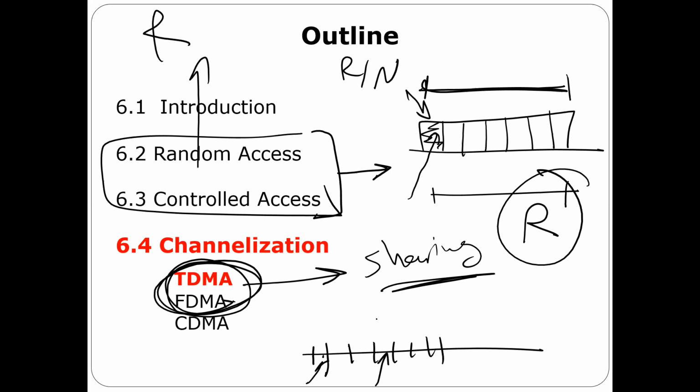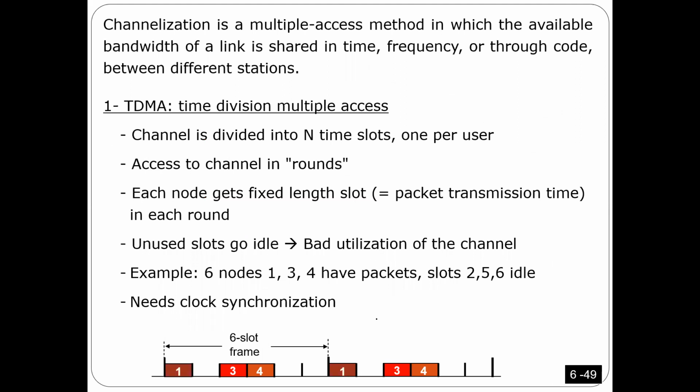So let's start with these two first, and these are actually similar to what I explained in chapter 1. So channelization here. Here we share the link. Either we share it in time or we share it in frequency. But let's start with time division multiplexing. So as you see here, we have six slots. The channel is divided into n time slots, one per user, okay?